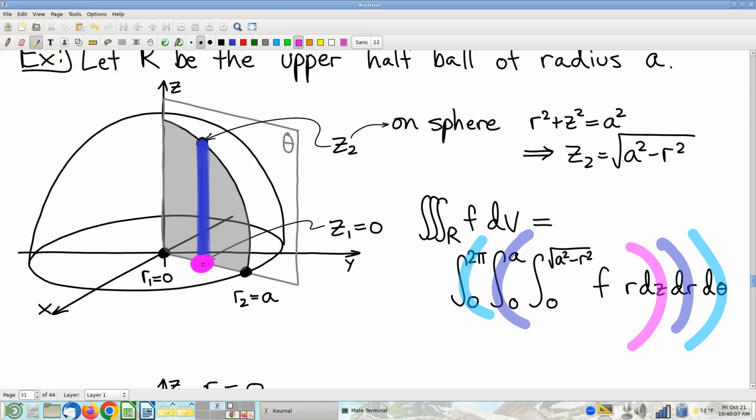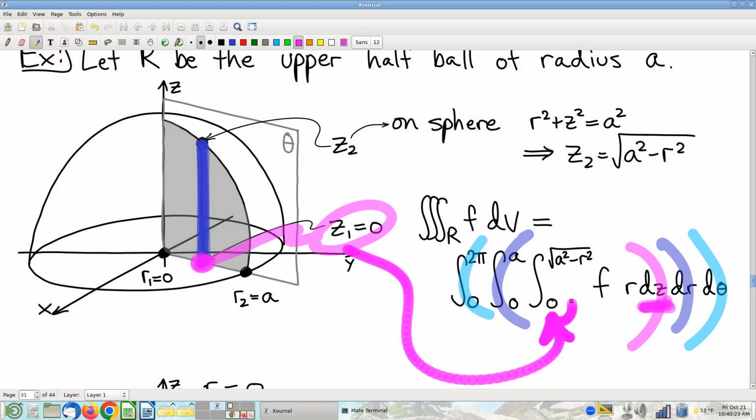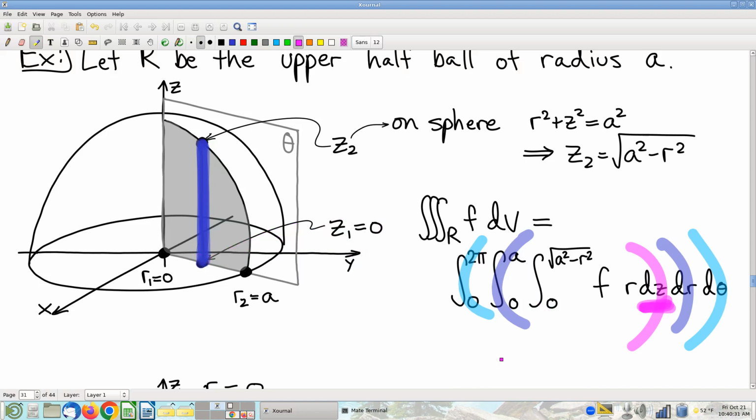Z starts at that point. Again, picture that point. That's where I chopped. That's the bottom of the half ball. That's in the XY plane. It's where Z is equal to 0. And so Z is 0. Sometimes they're easy. The lower bound for Z is 0. The upper bound for Z comes from this point.